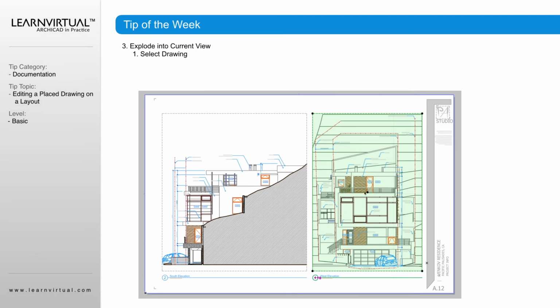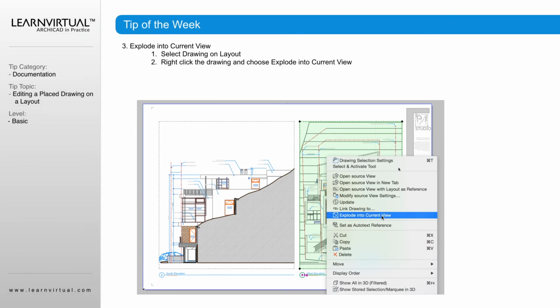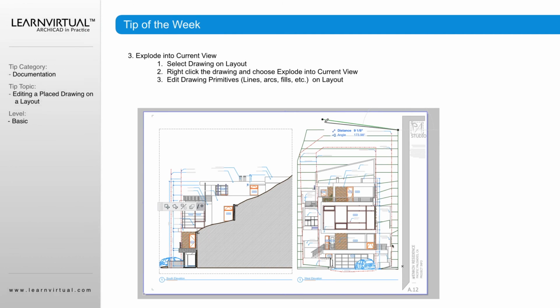But to do that, we would select our drawing, right-click to get to our context menu, and then we're going to say explode into current view. And now once we do that, everything becomes lines, fills, polylines, text boxes. These are no longer walls and doors. These are just lines and fills representing walls and doors. So this is no longer live to the model to be updated. If you explode it into the current view, you have control over how these lines are showing.